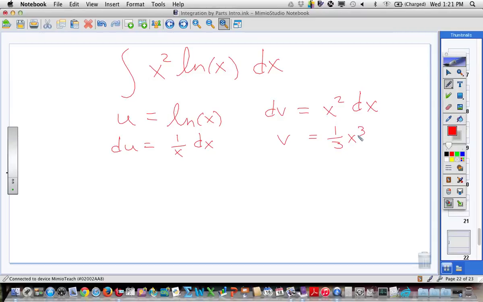1/3 x cubed. And we don't need the plus c. If it bothers you that we're not putting a plus c, that's good, because at least you're thinking about how there should be a plus c, right? But we'll put that on at the end.